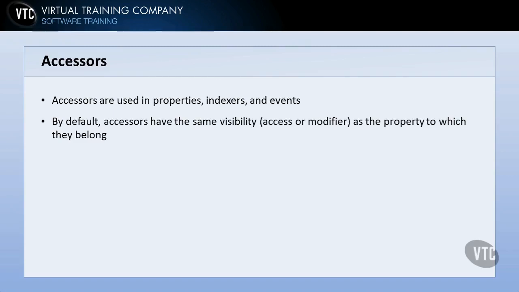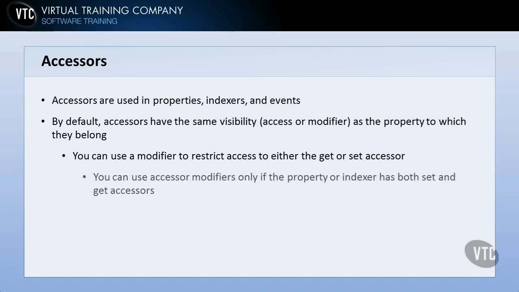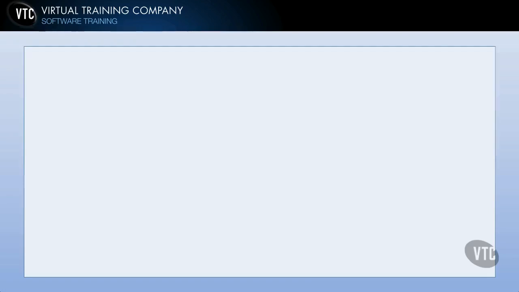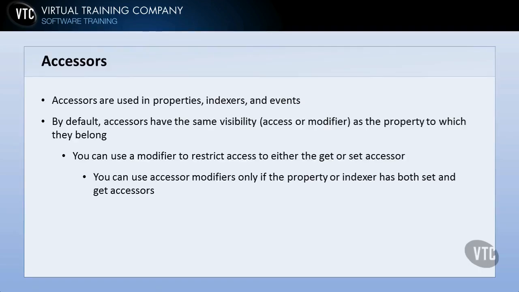Now, you can use a different modifier to restrict access to either the get or set accessor. And you can use accessor modifiers only if the property or indexer has both the set and get accessors. Watch for that condition out there on the exam, okay? So, accessors are simply used in our properties. They're little method-like functionalities that allow us to set and get things in a safe manner.